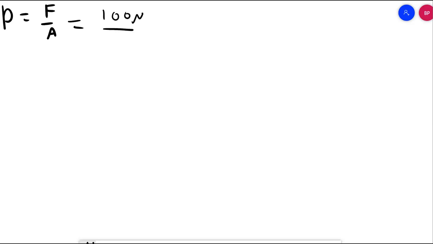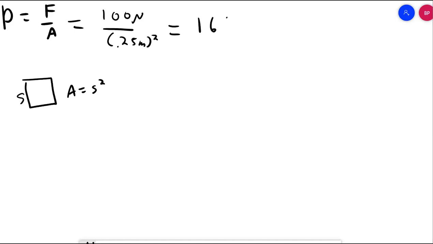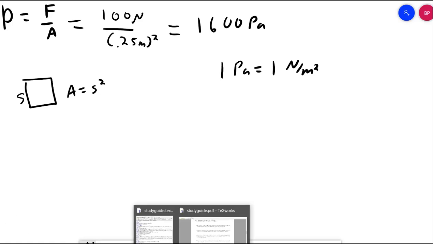of the cube. So the face of a cube is just a square, side length S. It has an area of S squared. So our side length was 0.25 meters, so we take this and we square it. And so our pressure then is 1600 pascals. So this is the unit for pressure. Remember that 1 Pascal is the same as 1 Newton per meter squared.